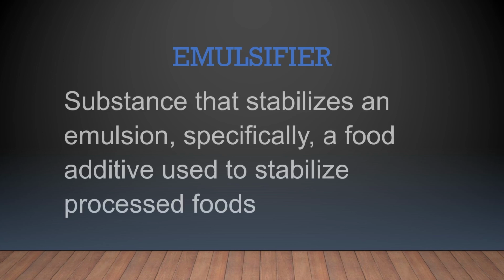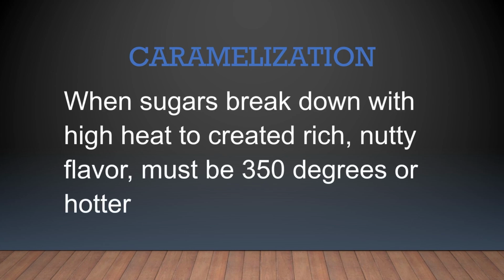Next, onto emulsifier. This is a substance that stabilizes an emulsion, specifically a food additive used to stabilize processed foods. And finally, caramelization is when sugars break down with high heat to create rich, nutty flavor, and this must be at 350 degrees or hotter.